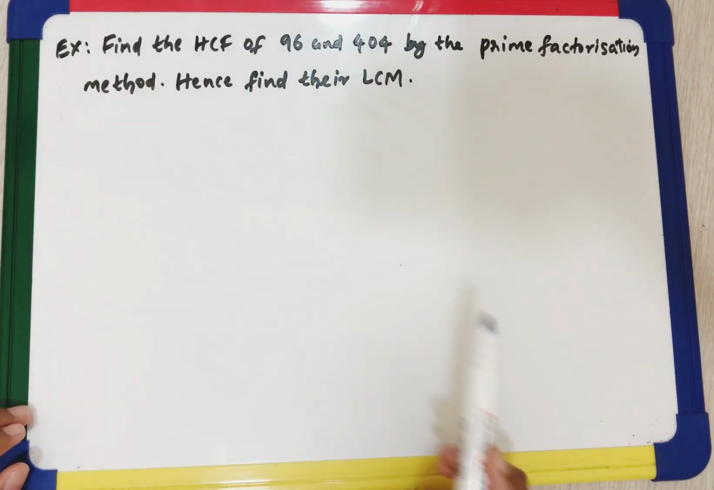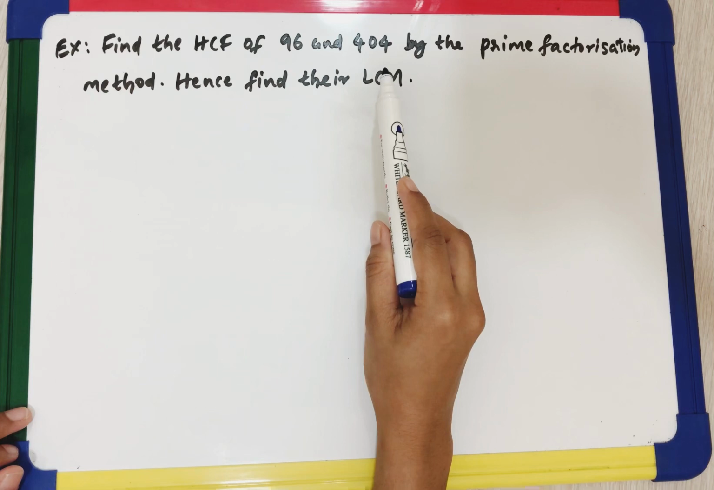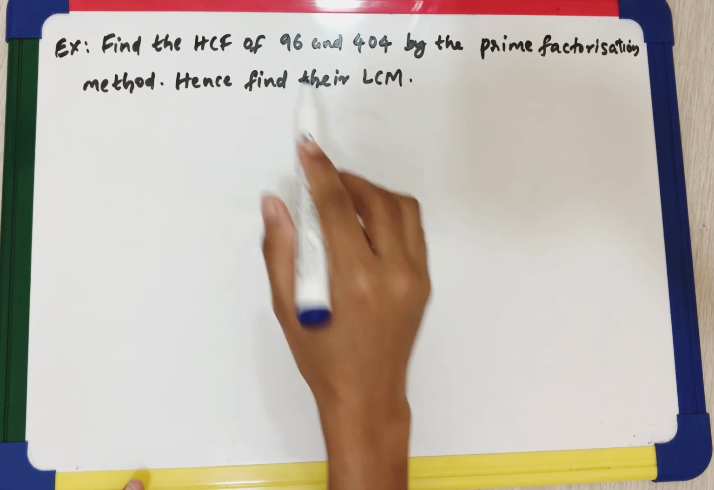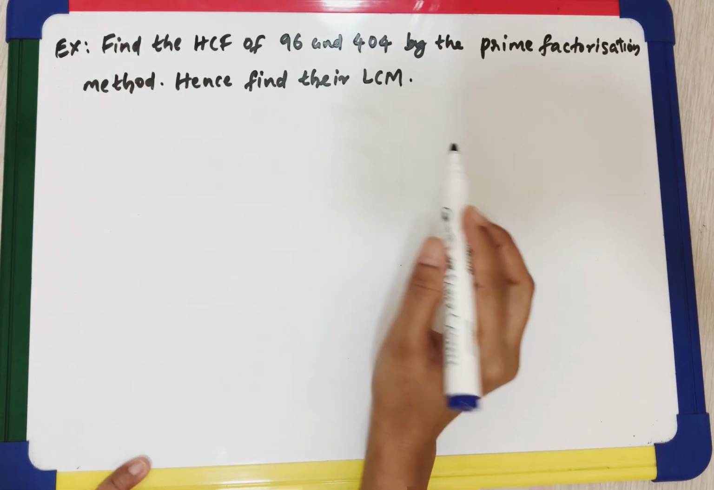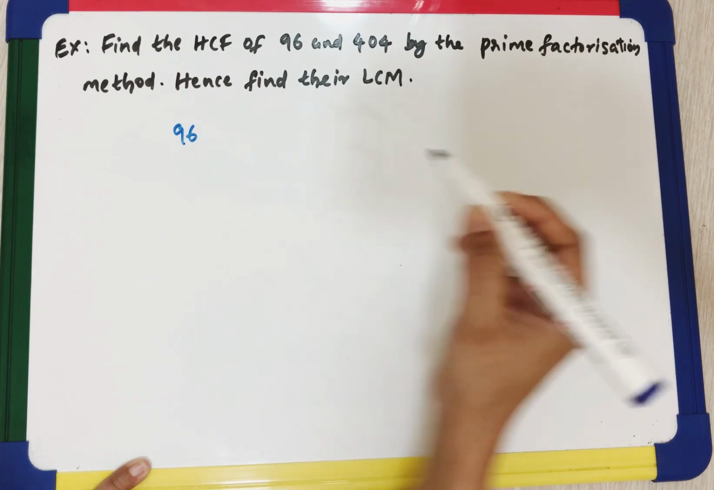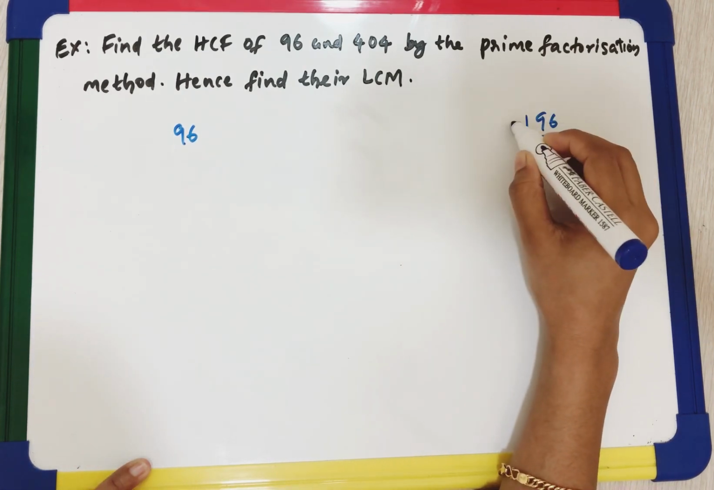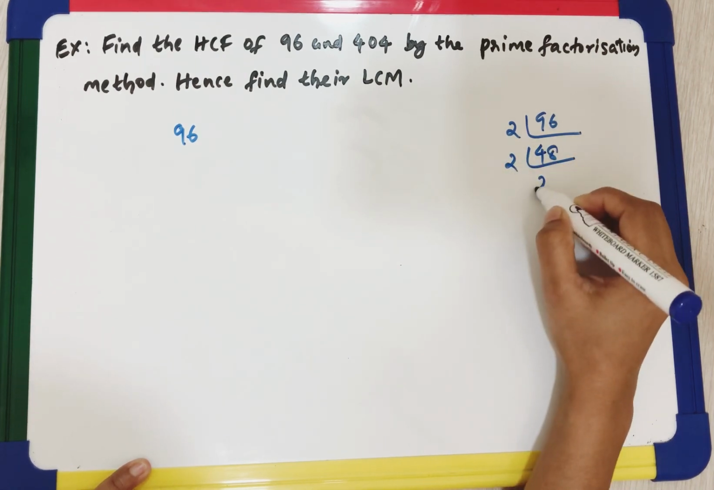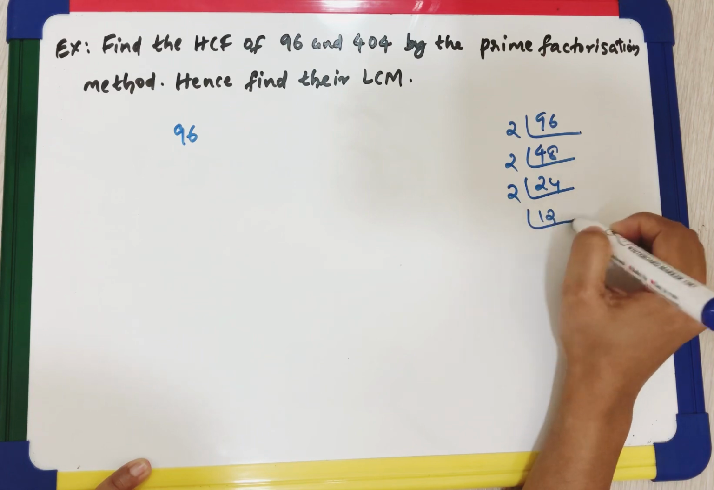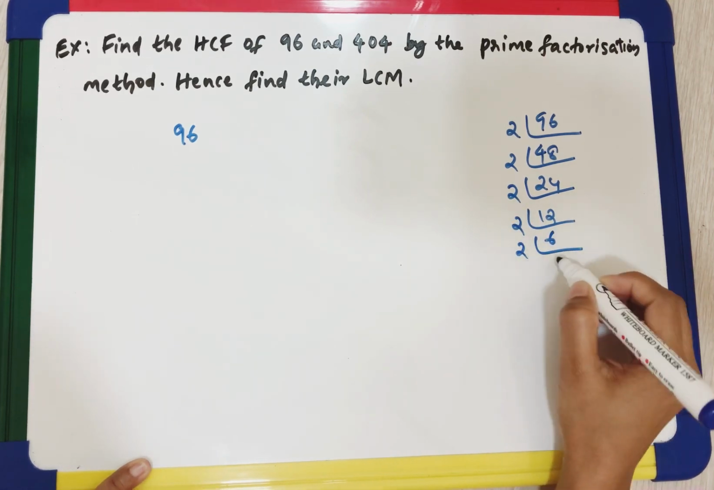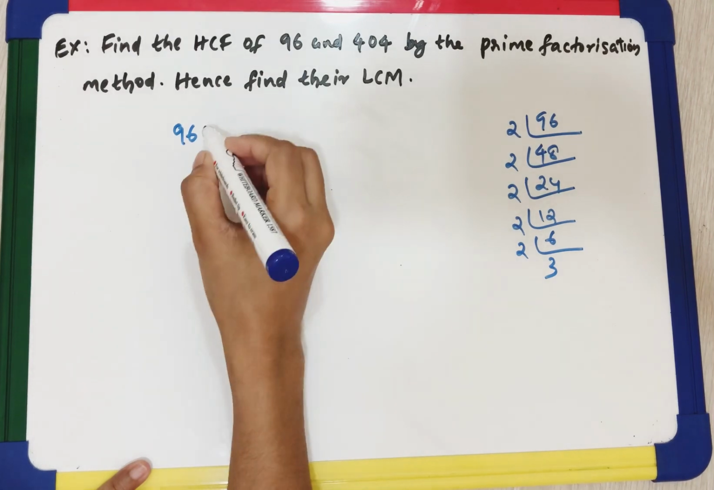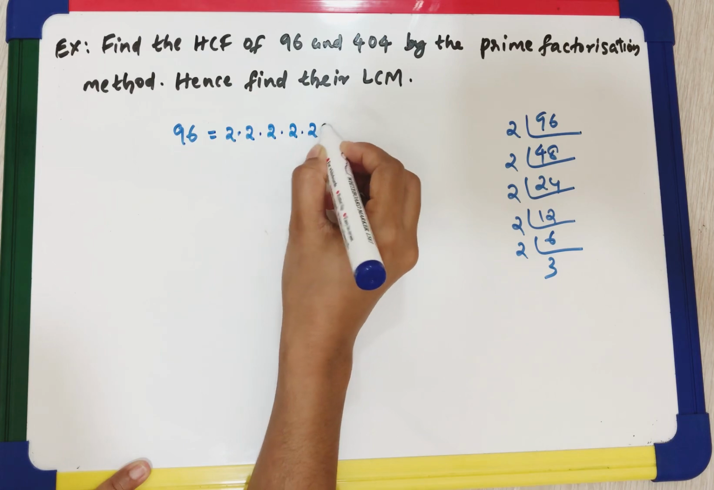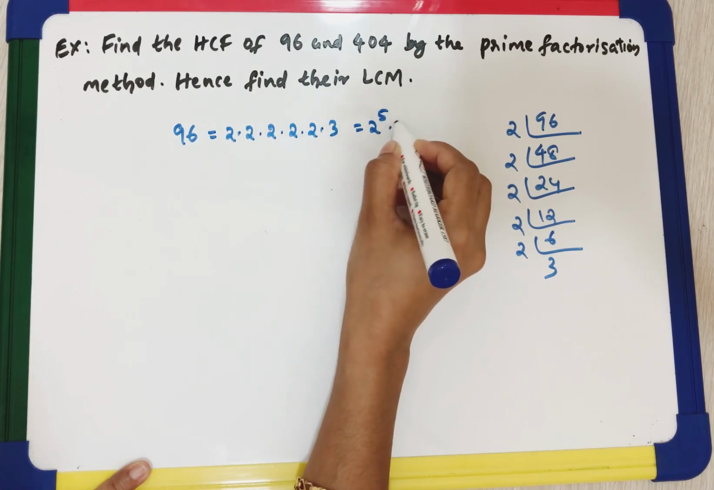We can see an example. Find the HCF of 96 and 404 by the prime factorization method. Hence, find their LCM. To find the HCF by prime factorization method, factorization of 96: the least prime factor is 2, then 48, again 2, 24, 2, 12, 2, 6, 2, 3. Therefore, 96 is equal to 2 into 2 into 2 into 2 into 2 into 3, that is 2 raised to 5 into 3.